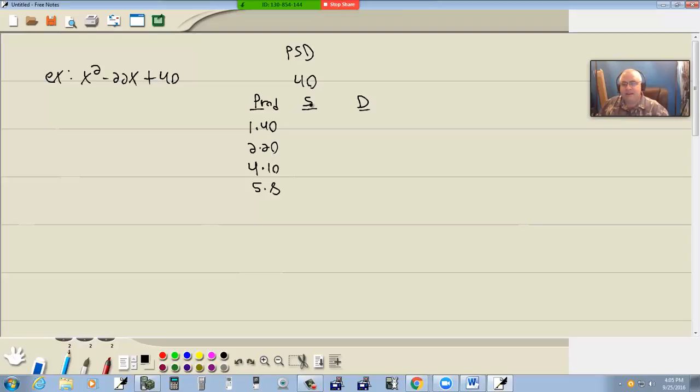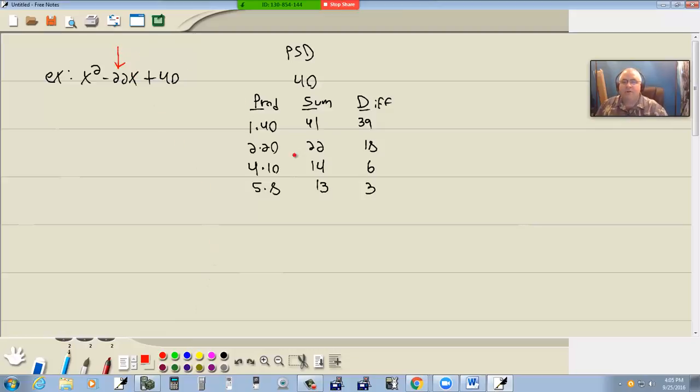Now the next column is the S column, and the S stands for sum. It means we're going to add these numbers together. 1 plus 40 is 41. 2 plus 20 is 22. 4 plus 10 is 14. 5 plus 8 is 13. And then we have our difference column, D for difference. Subtract smaller from larger. 40 minus 1 is 39. 20 minus 2 is 18. 10 minus 4 is 6. 8 minus 5 is 3.